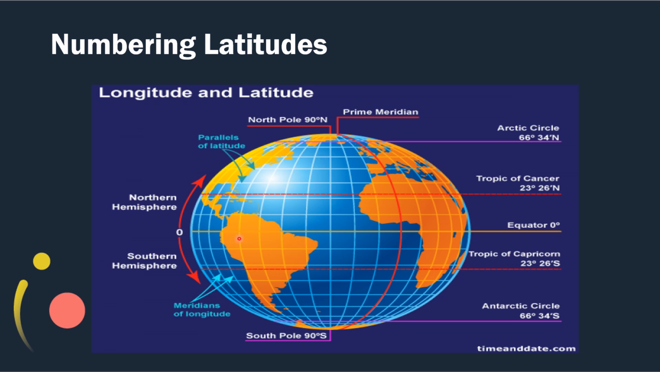Now, can you see here? There's a latitude named Tropic of Cancer. This is above equator and it lies 23.5 degree north. Okay?